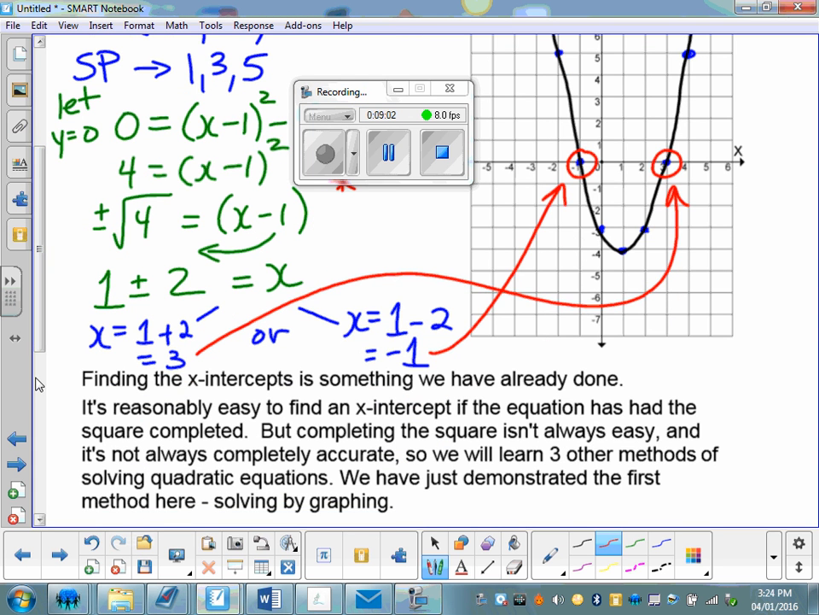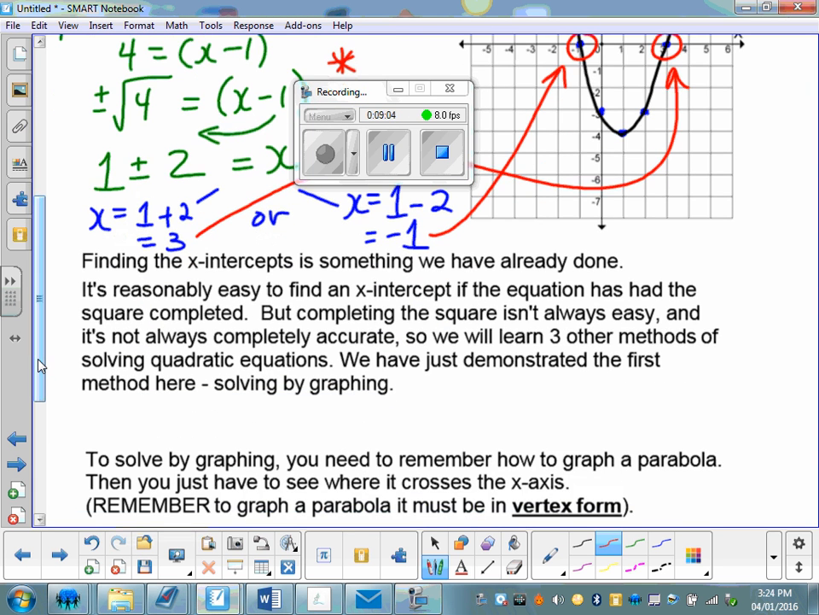So finding the x-intercepts is something we have already done, like we just did there. It's reasonably easy to find an x-intercept if the equation has the square completed. But completing the square isn't always easy. So sometimes when we want to complete the square, we can get decimals and fractions, and that makes it a little bit messy. So because completing the square isn't always easy, we're going to learn 3 other methods for solving quadratic equations. So the first one is to go ahead and graph it.